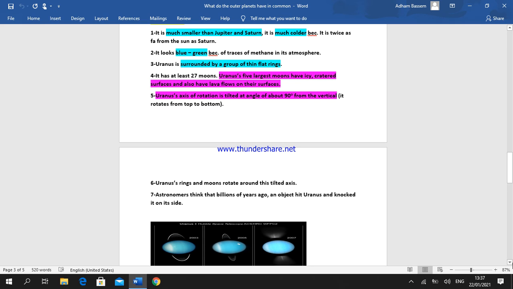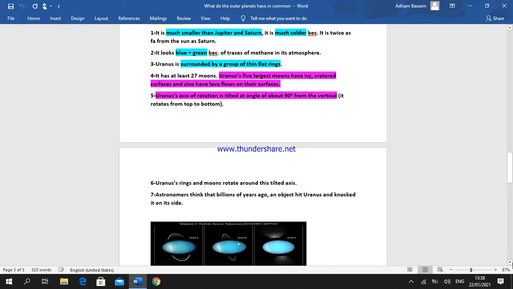Again, Uranus is smaller than Jupiter and Saturn, it has a smaller size when we compare it with them, and it is characterized by being much colder. Why? Because it is twice as far from the Sun as Saturn. So there is a huge distance between Uranus and the Sun.